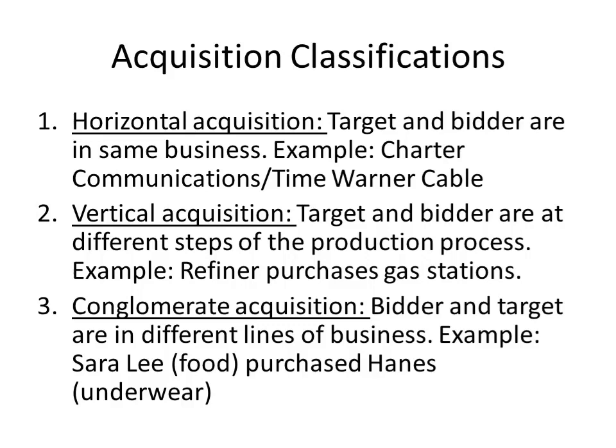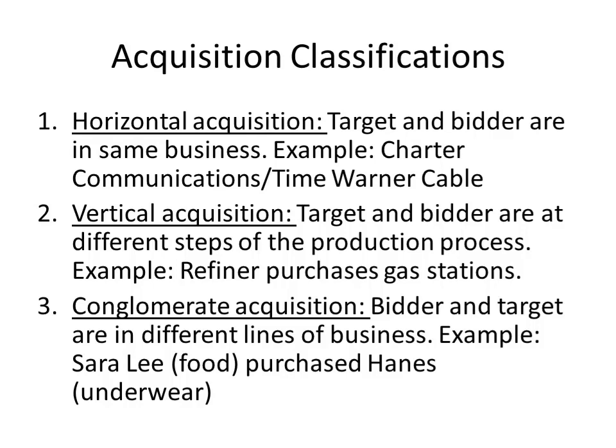And then we might have a vertical acquisition. This is where the target and bidder are at different steps of the same production process. For instance, an oil refiner that purchases gas stations, or an owner of oil wells that buys a refinery. You might also have a paper mill that would buy a forest. Why would that be in the same production process? Because wood is the raw material for the manufacture of paper, and wood comes from forests.